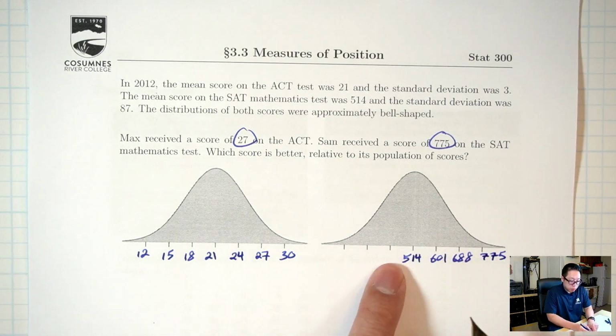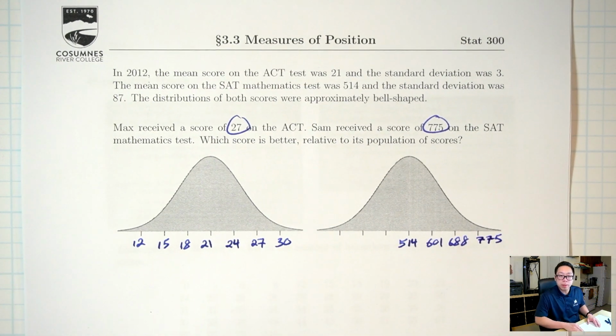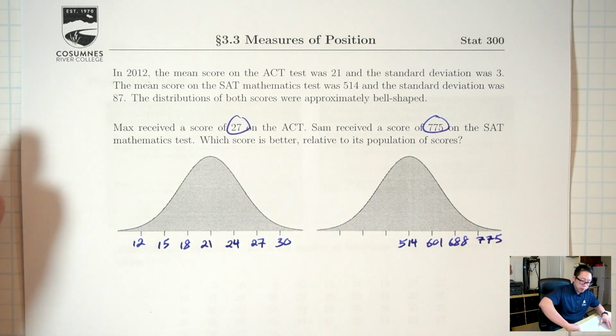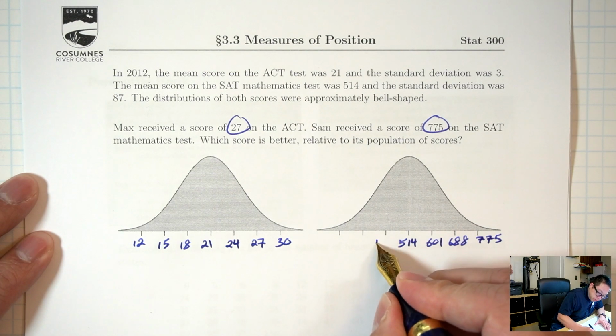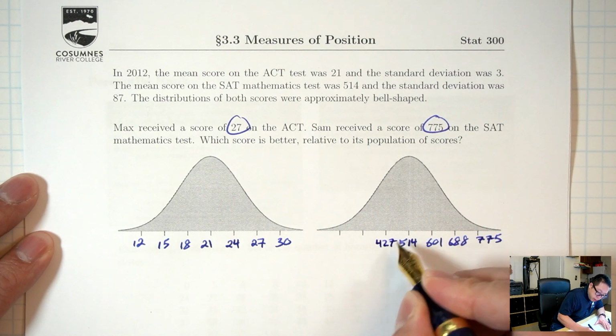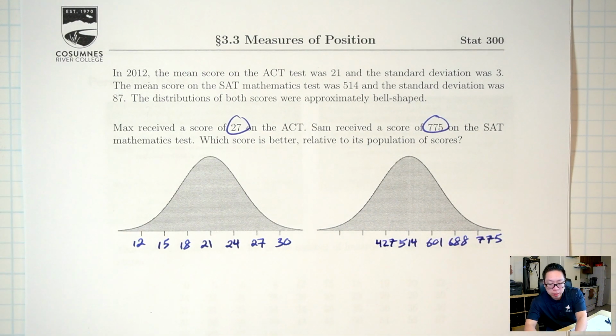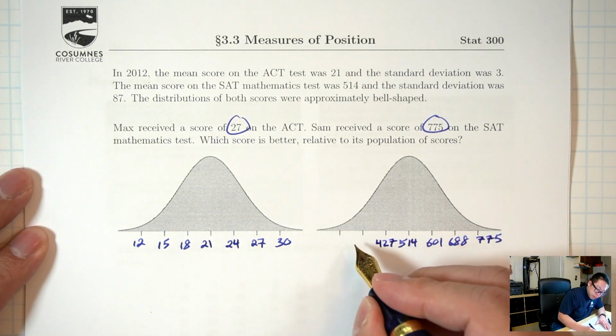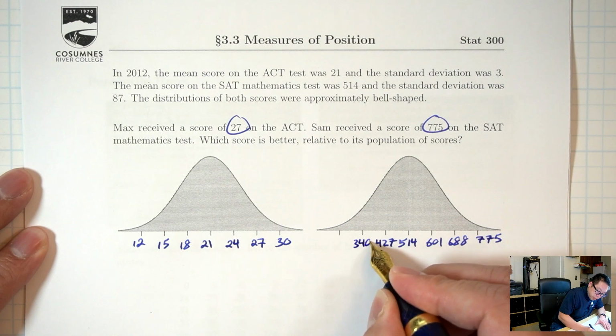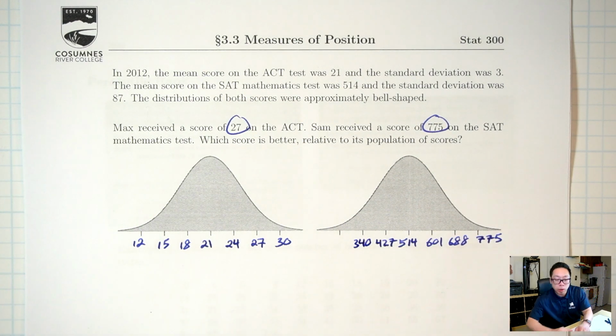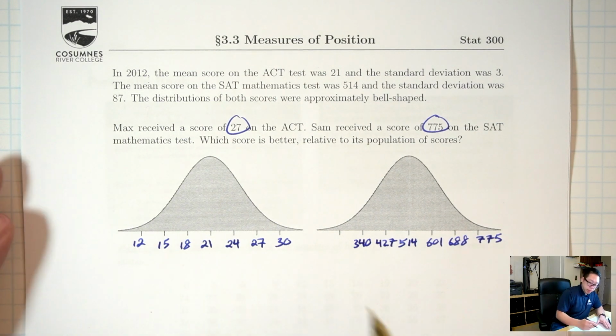And then going the other way, 514 minus 87, 427. Minus 87 again, 340. And then minus 87 one last time, 253.